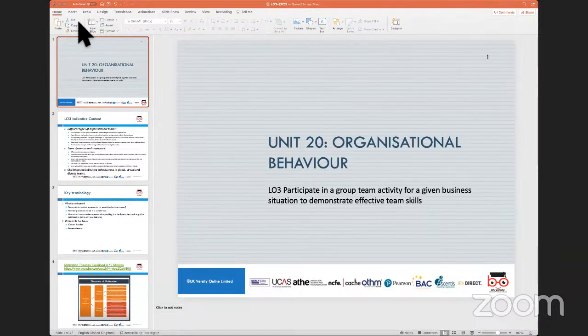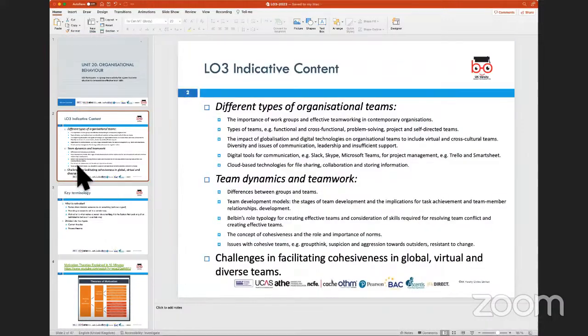So what we are looking at is in learning outcome 3, we are going to be focused on understanding what is team, what is the difference between team and groups, and then what skills are required when people work within teams in different roles. Now, there is a bit of indicative content that we have to cover. So we'll be looking at this in 2 parts.